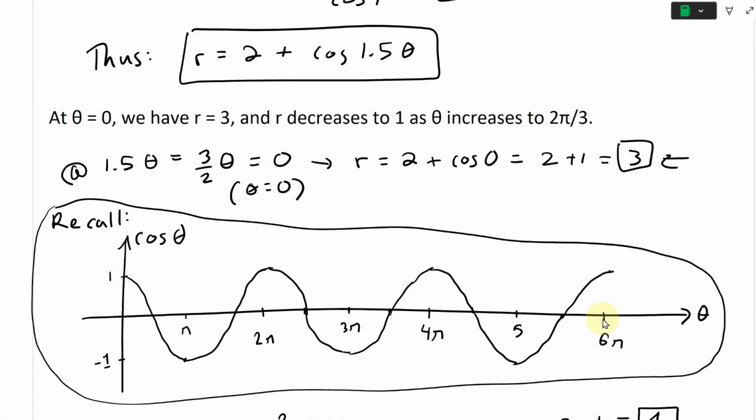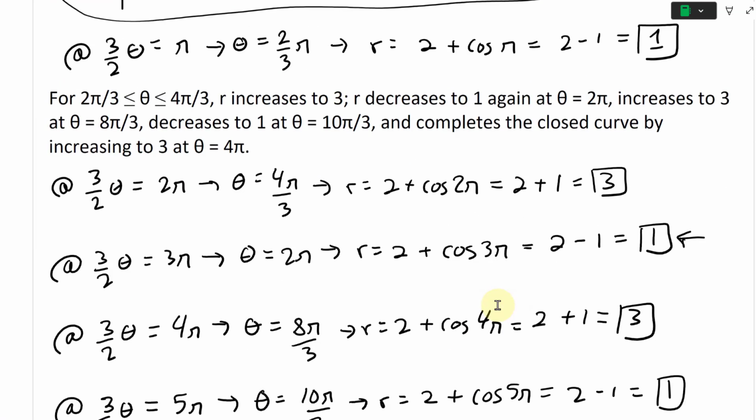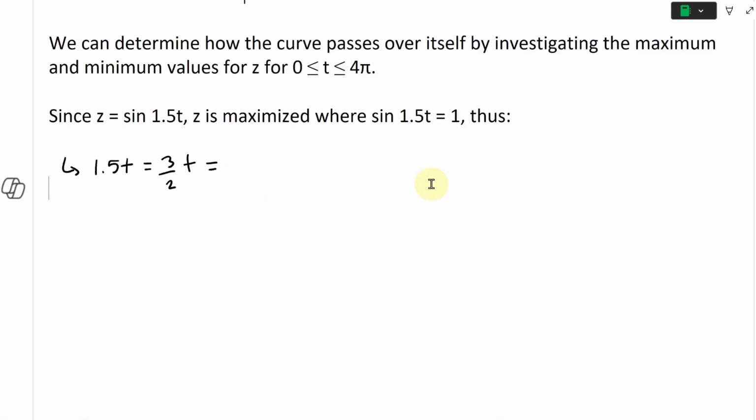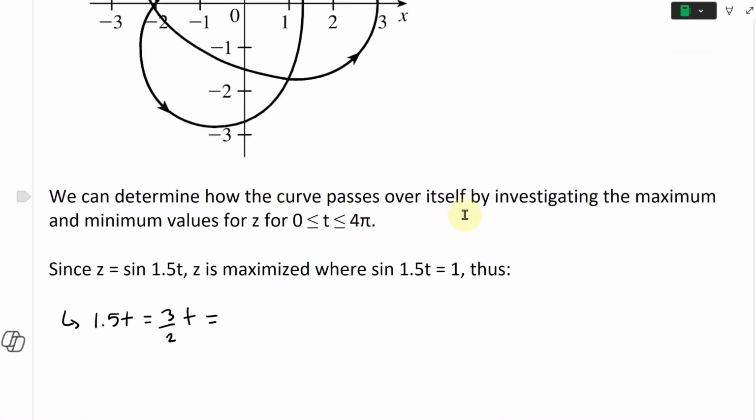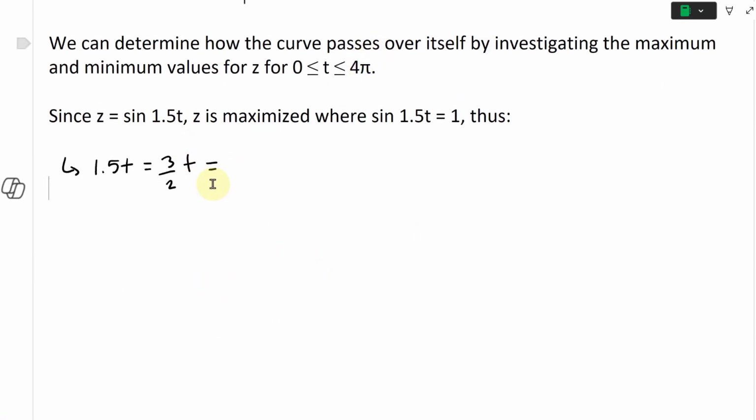cosine. Now we need to do the same curve, but for sine, because now we're dealing with the sine, and then from there we can find out what the t values are. So this is for z, for t between 0 and 4 pi, except 3 over 2 t is going to go up to 6 pi. So you can just multiply by 4 pi, so 3 times 4 is 12, divided by 2 is 6.